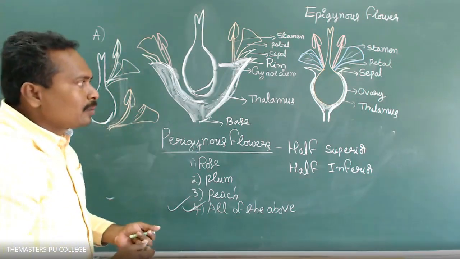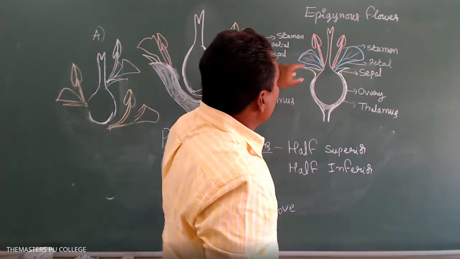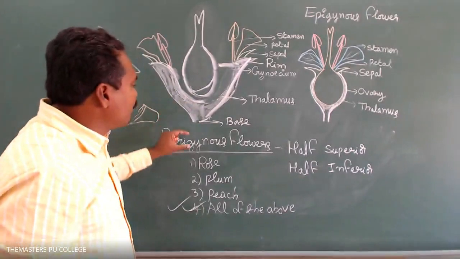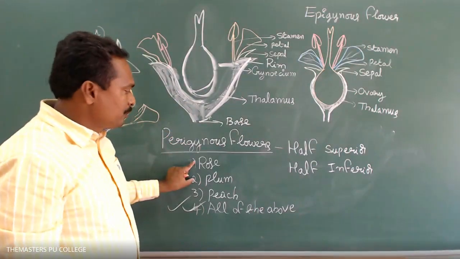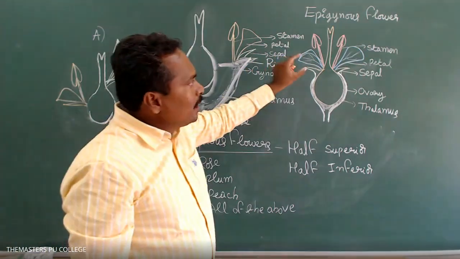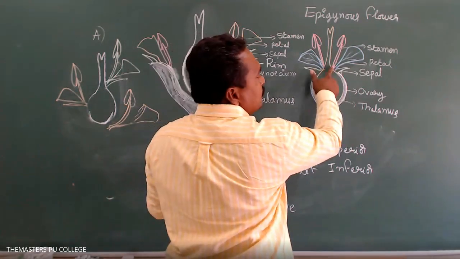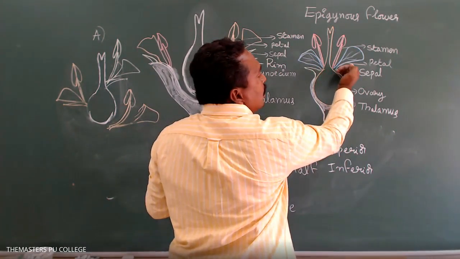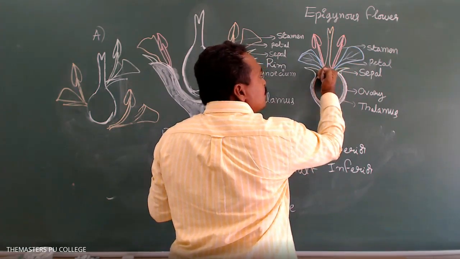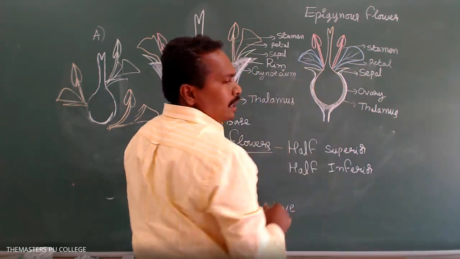Is it clear now, Abhijit? Yes, sir, clear. So the ovary is half superior, half inferior in perigynous flowers, whereas in epigynous flowers, the stamens, petals, and sepals are arranged from above the ovary.